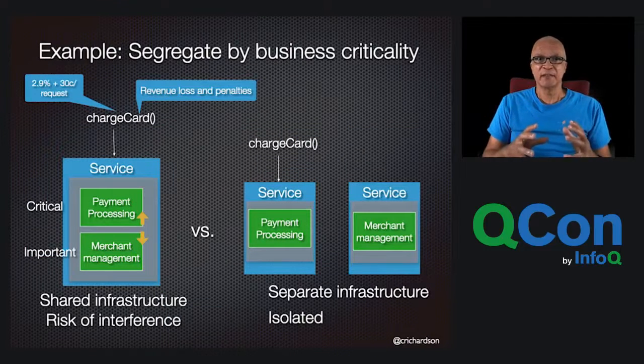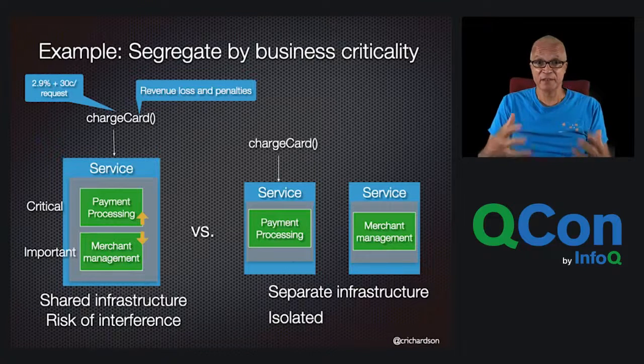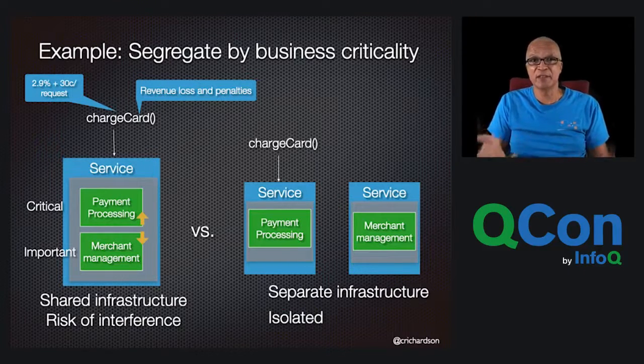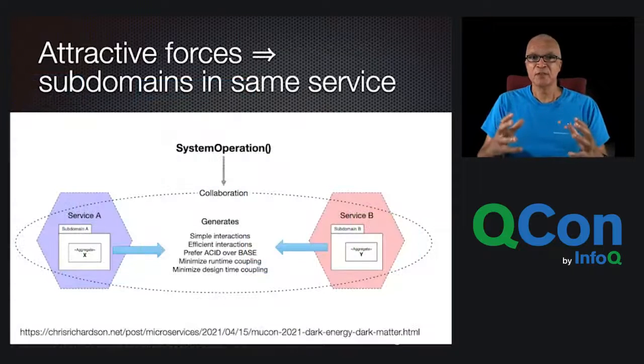Similarly, you can increase availability and make development easier by packaging business-critical subdomains as their own services that run on dedicated infrastructure. For example, in a credit card payment application, business-critical operations are those for charging credit cards. That's how money is made. Functionality such as merchant management, while it's important, is far less critical. You should therefore avoid packaging those subdomains together. So those are the dark energy forces that encourage decomposition. Let's now look at the dark matter forces that resist decomposition.